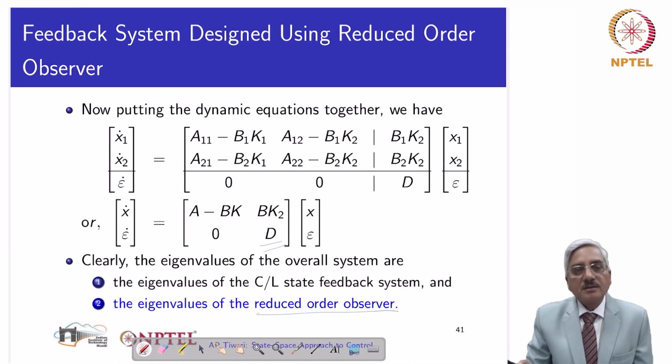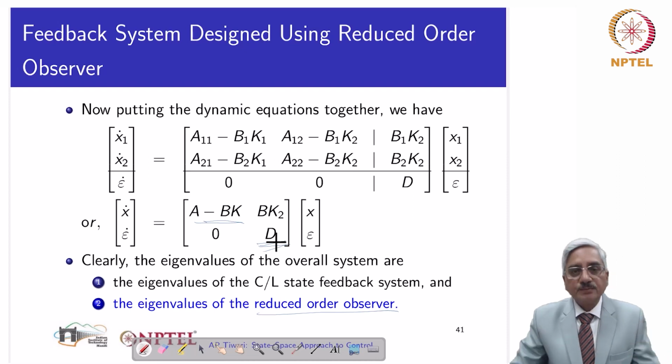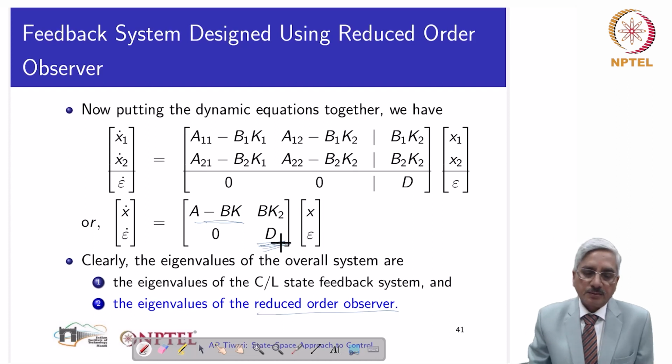So again we see that the implementation can be done. The two can be separately designed, the same steps which we had shown for the full order observer. We can first design a state feedback for the system, and then we can design a reduced order observer for estimation of only those few states which are not accessible. We can combine the two designs and we get the overall system. Same thing was there for the full order observer, same thing for the reduced order observer.